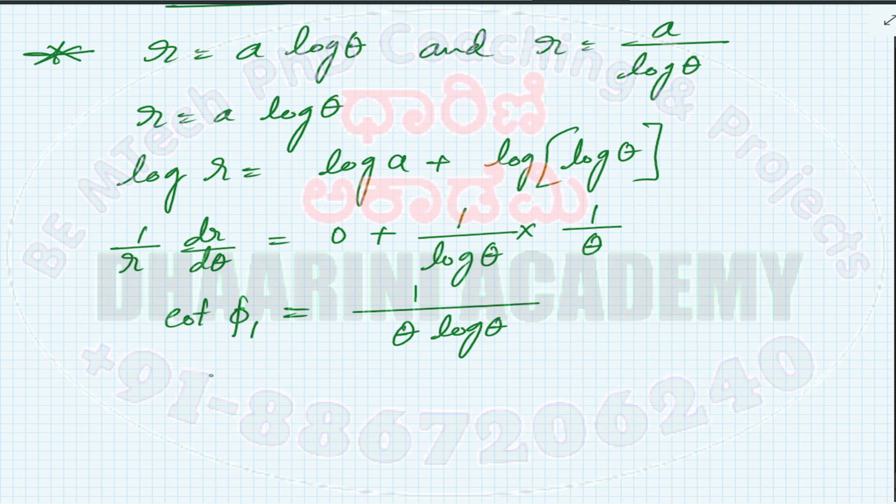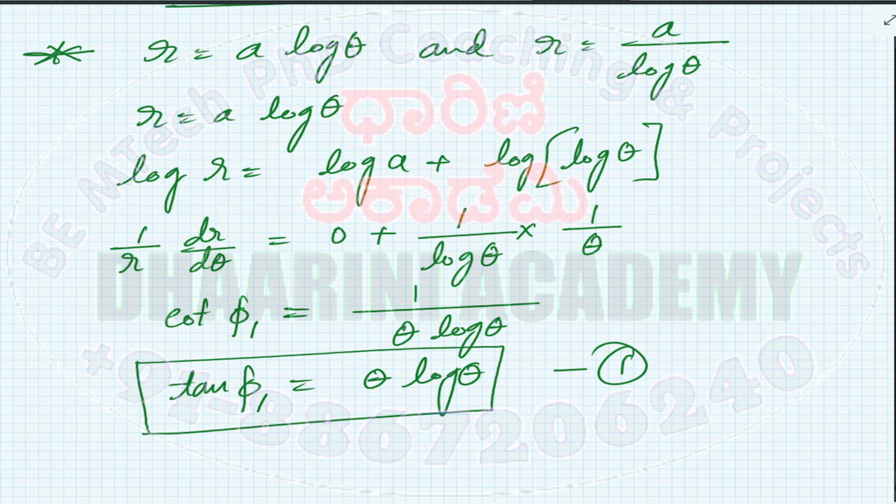So my intention is not to find phi now. It is better I find the tan now. So I keep the tan ready. So tan phi 1 is equal to the inverse of the above equation, theta log theta. So call this equation 1. I got a tan function now.